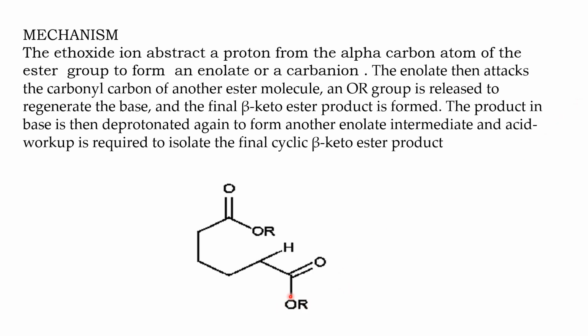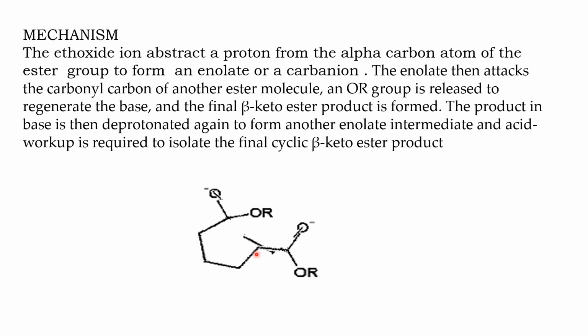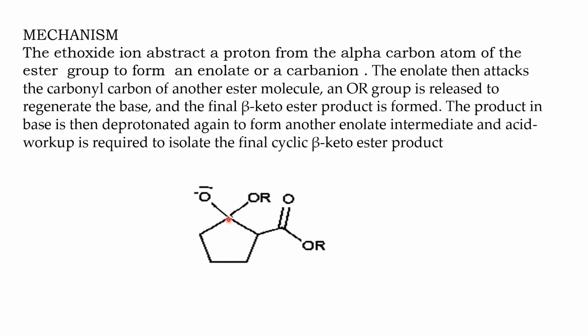Check the mechanism here. See, this is the alpha hydrogen atom. This is the ester group. This is the alpha carbon atom. See, it is abstracted by the base OR minus. So an enolate is formed. Now that carbon atom gets the negative charge and attacks the carbonyl carbon atom of the second ester group, and OR minus is released out.